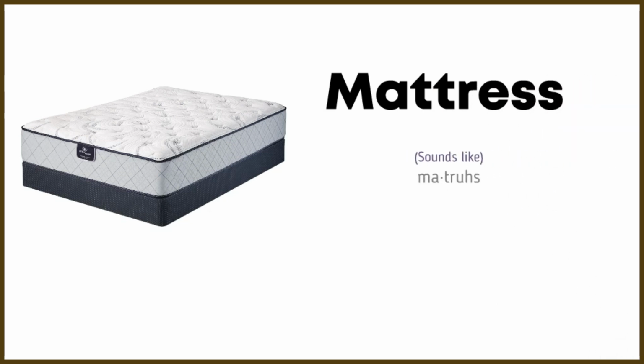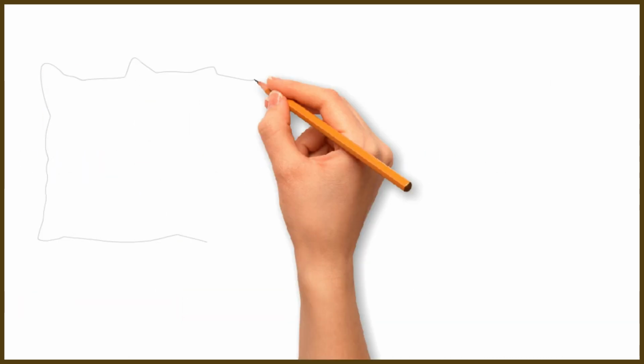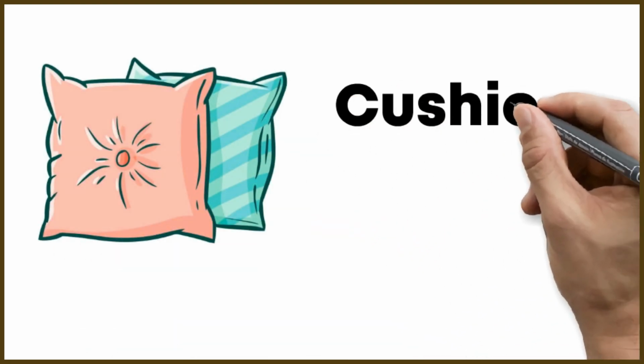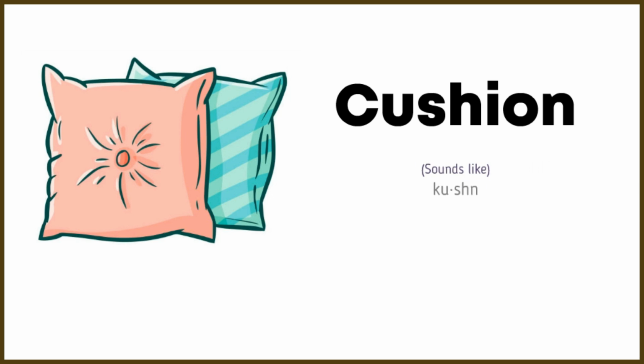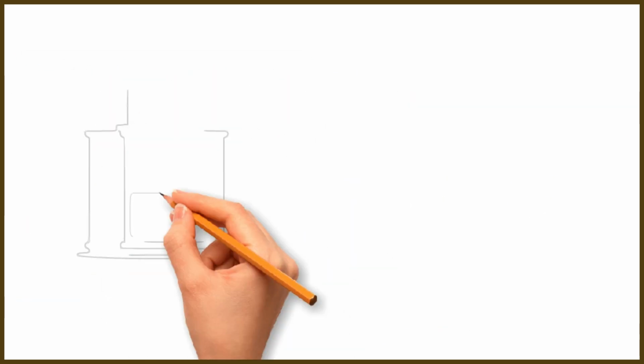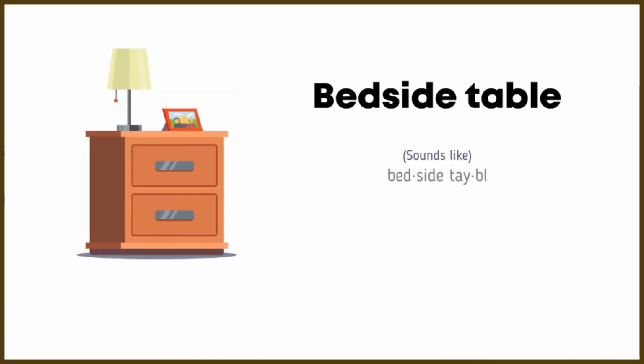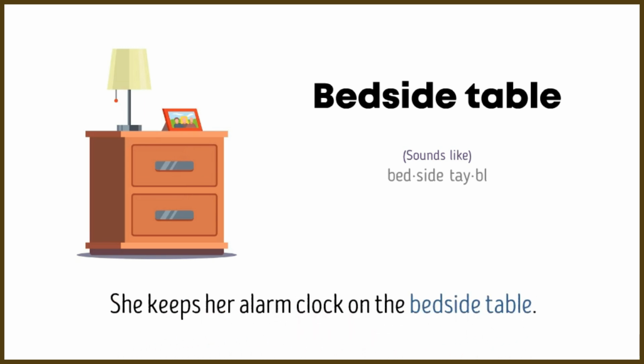Mattress. The mattress on the bed is very comfortable. Cushion. There are 3 cushions on the sofa. Bedside table. She keeps her alarm clock on the bedside table.